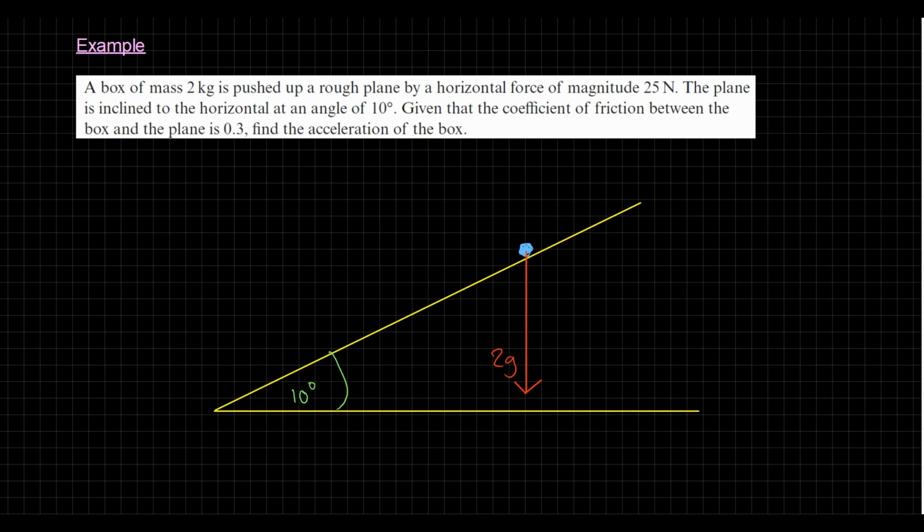It's pushed up by a horizontal force of magnitude 25 newtons. You might see that in the book as a force drawn like this, because that's sort of pushing up the plane. But it does specifically say horizontal, so you've got to be careful. You don't want to draw it as something like that. But I'm also just going to draw it this way because, as I said, I prefer the tail of the arrow to be on the object itself. That's 25.